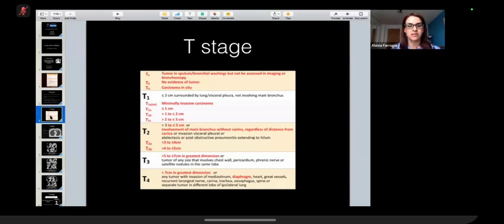T4 tumors are the most invasive. They measure more than 7 centimeters in greatest dimension, or they could be any tumor with invasion of the mediastinum, the diaphragm, heart, great vessels, the recurrent laryngeal nerve, carina, trachea, esophagus, the spine, or a separate tumor in a different lobe of the ipsilateral lung. So say if the tumor is in the left upper lobe, a separate tumor in the left lower lobe would make that a T4 tumor, irrespective of size.